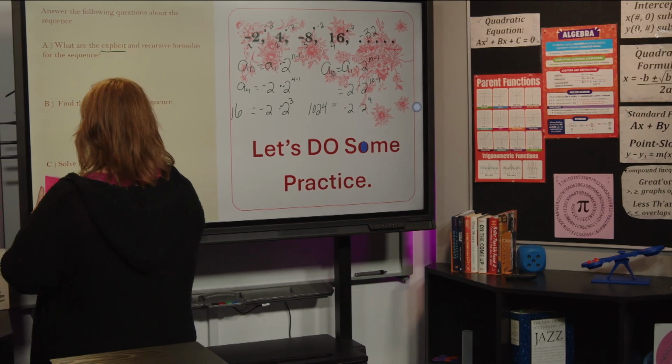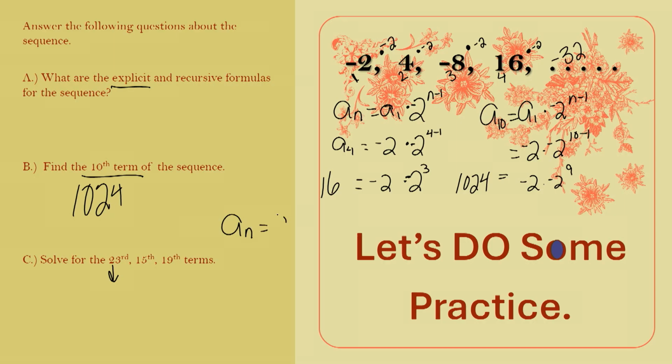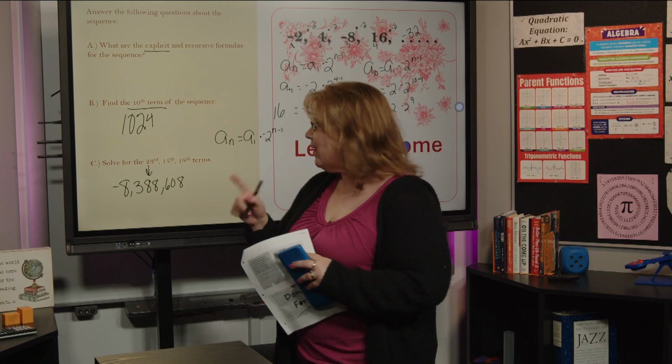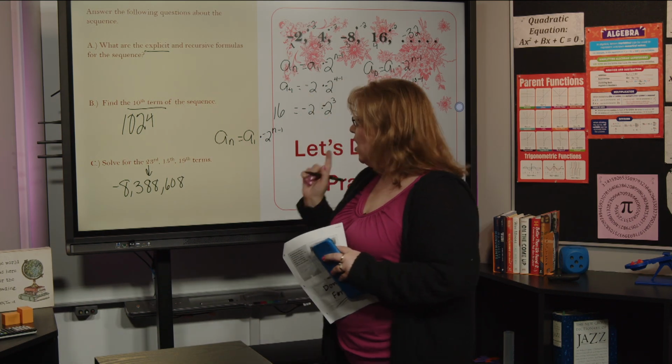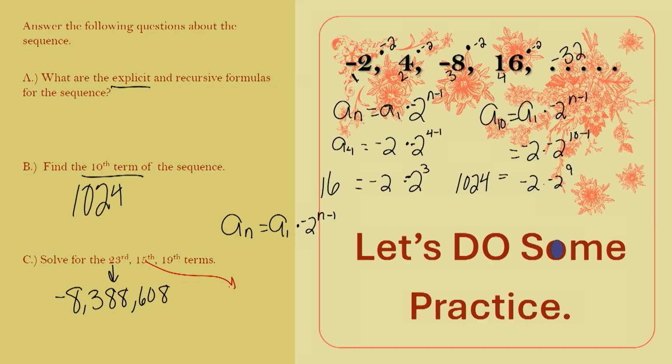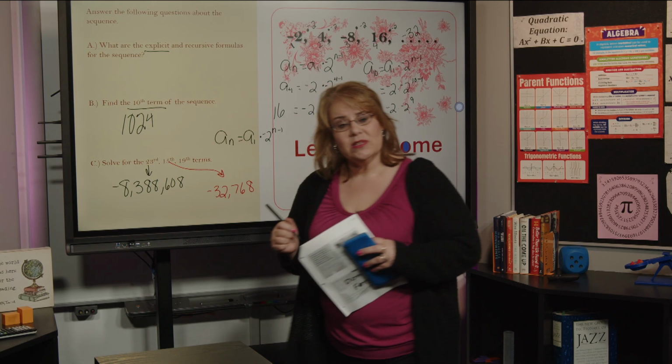For my 23rd term, using a sub n equals a sub 1 times negative 2 to the n minus 1, I get negative 8,388,608. Don't you wish that was money? Don't you wish that was money and it wasn't negative? But I do get a negative 8 million. All right, so for my 15th term, I got negative 32,768. Is that what you got?